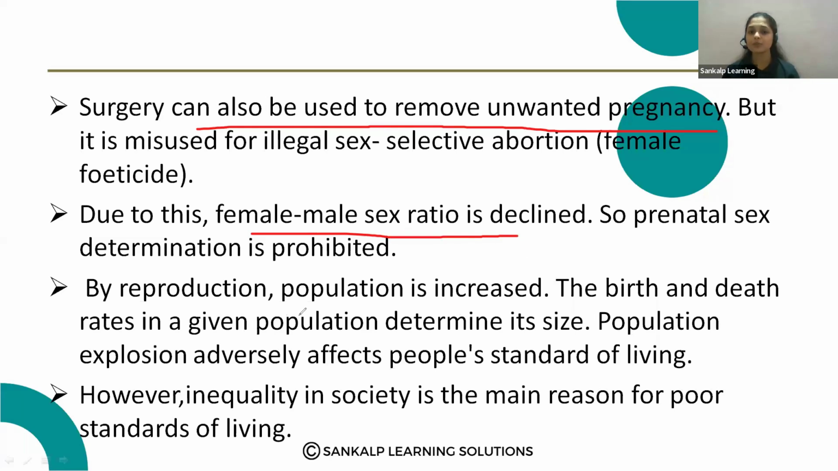By reproduction, population is increased. The birth and death rate in a population determines its size. Population explosion adversely affects people's standard of living. So if we look at the birth and death rate, we can know how much the population is growing, right?